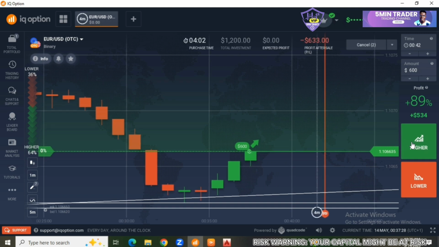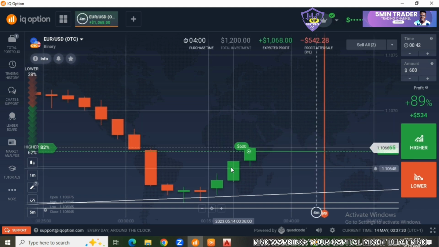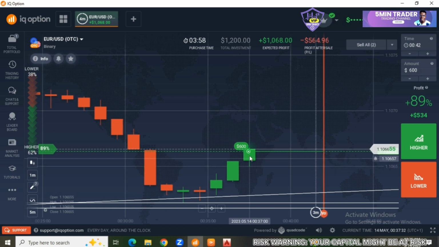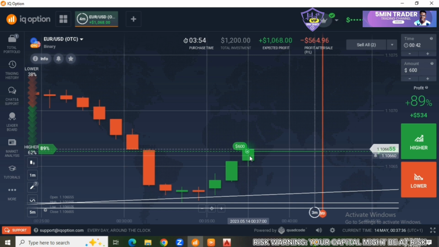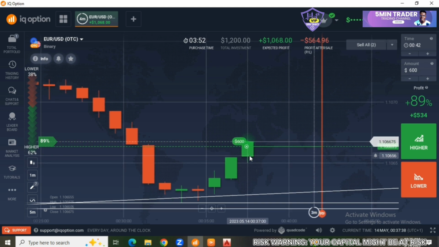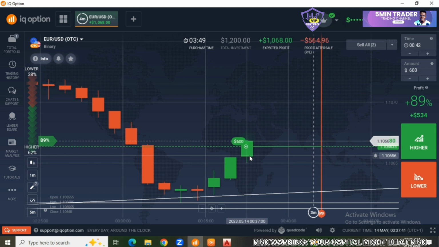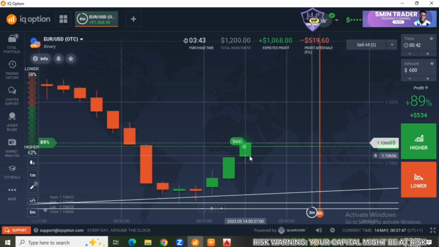So guys, I have placed this trade. I should have placed this trade on this candle, but there was a delay, so I have currently placed this trade on this candle, and we wait to see the result. At the end of this trade, I'm going to explain why I placed it. So sit back, relax, and let's wait.